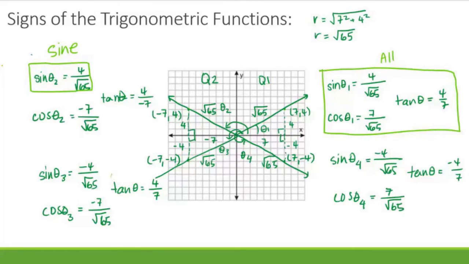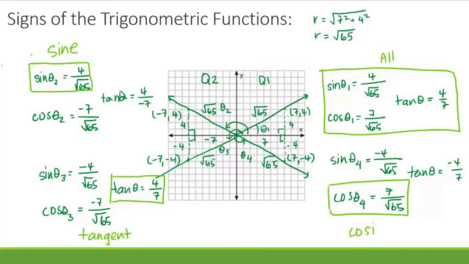In quadrant 3, tangent is the only one that's positive. So we have tangent positive for all quadrant 3 angles. And finally, it was cosine in quadrant 4. That was positive. So cosine for all quadrant 4 angles will be positive. We look at the first letter in each word, and we call this the CAST rule.